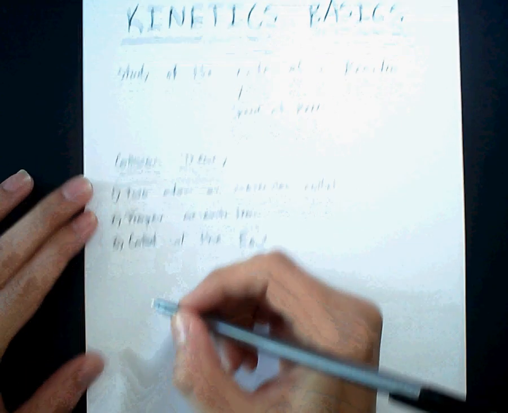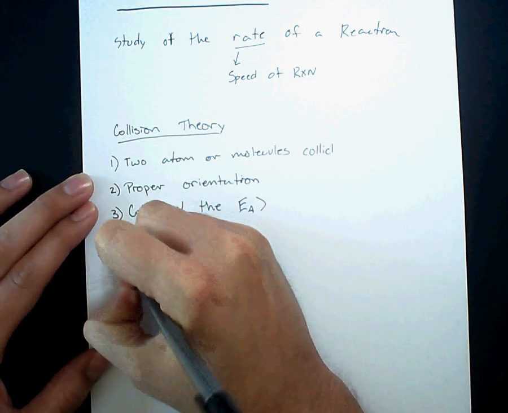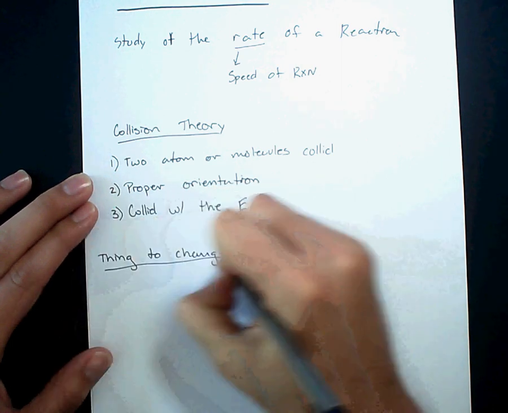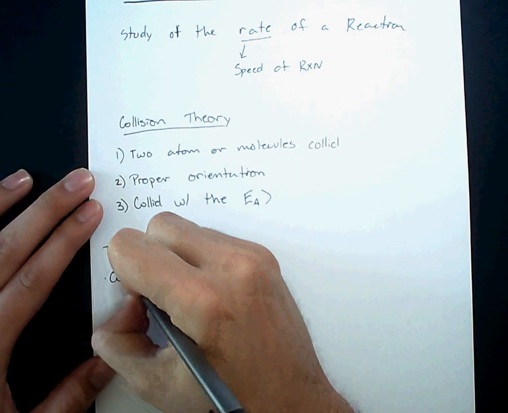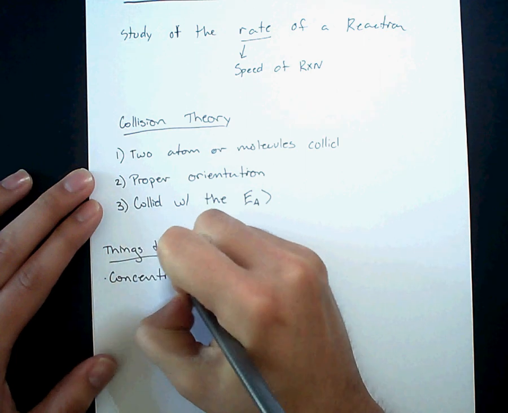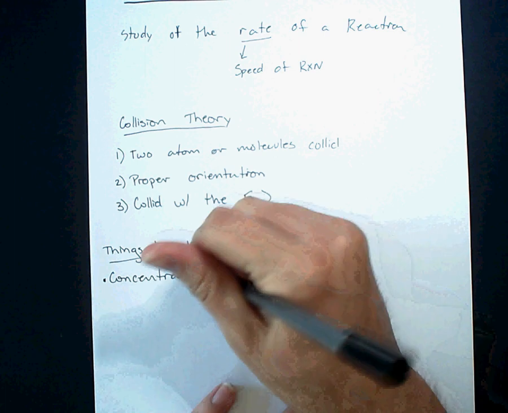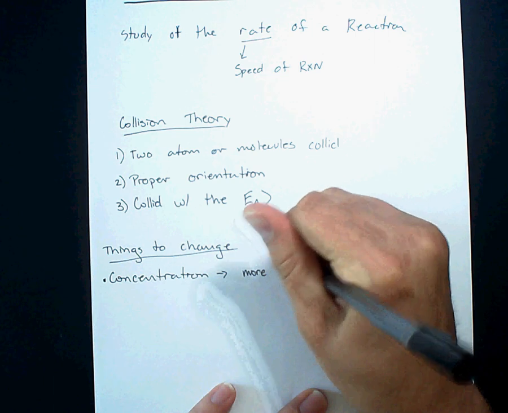So let's talk about the things that can change. Some things we can change. First, concentration. Concentration definitely can affect the rate of a reaction. If you change the concentration, it will typically change the rate. Typically, more concentration means greater rate. So essentially, more stuff equals greater rate.